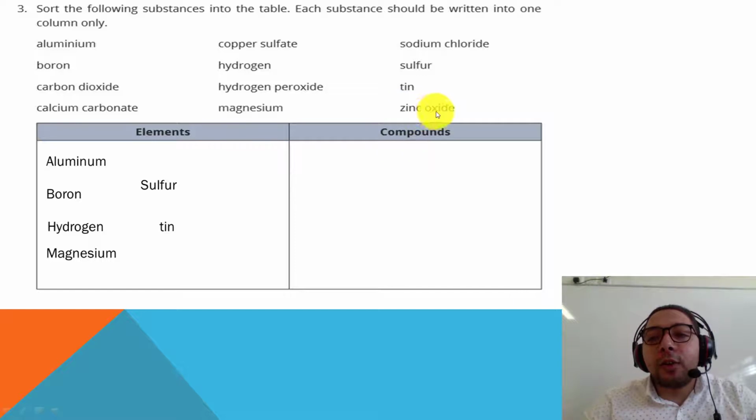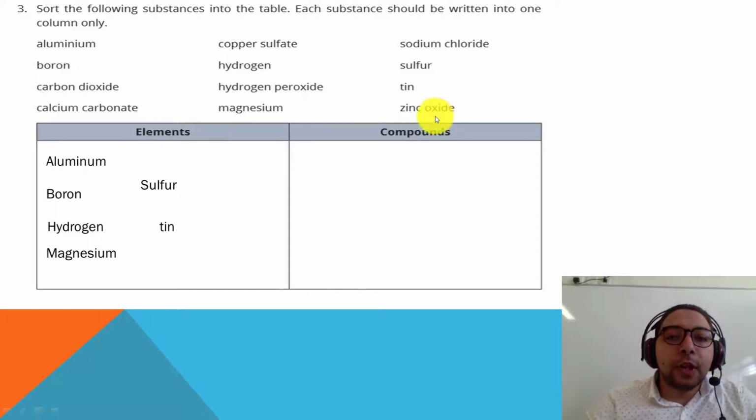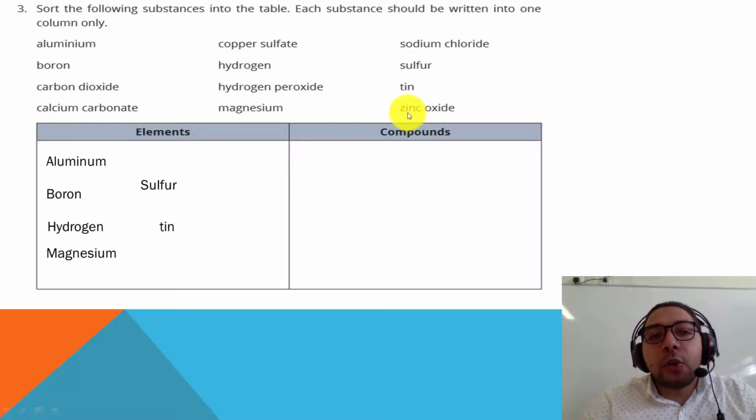At the end we have zinc oxide. Zinc oxide is zinc along with oxygen, so it's not a pure element. For the compound, we're going to go through any substance which has more than one element. So let's check. Aluminum is one, boron is one.